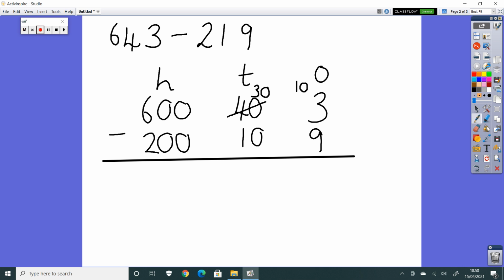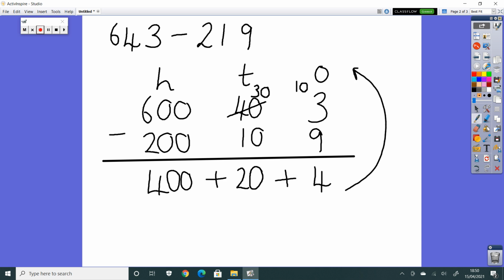And over here now, the 10 and the 3 are added together and this makes 13. So now we've got 13, we can subtract that 9. We end up with 4. Moving to the tens, we've got 30 and we want to subtract 10. We've got enough to do that, so 30 subtract 10 leaves us with 20. And then 600 subtract 200, we are left with 400. And again we put the values back together and we get a final answer of 424.